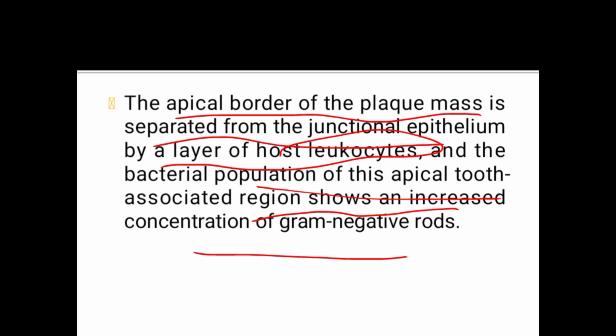So the apical edge of the subgingival plaque is not in direct contact with the junctional epithelium, and the tooth associated apical region consists of a large amount of gram negative bacteria because they cause destruction of periodontal tissues.